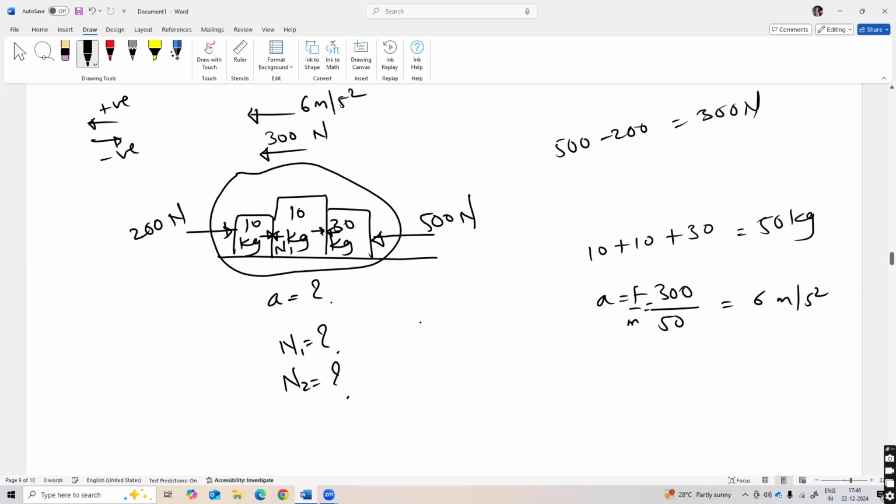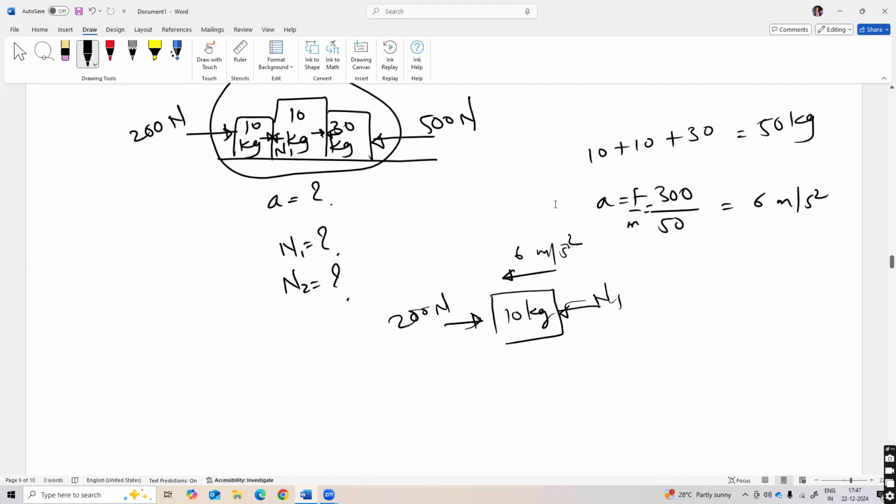Now let's consider this 10 kg block which is on the left hand side. Reaction is happening, N1 is like this, 200 newton this, and acceleration is in this direction, 6 meter per second square. Now if we see net forces, N1 minus 200 is equal to mass into acceleration, that is 10 into 6. So we got N1 is equal to 260 newton.